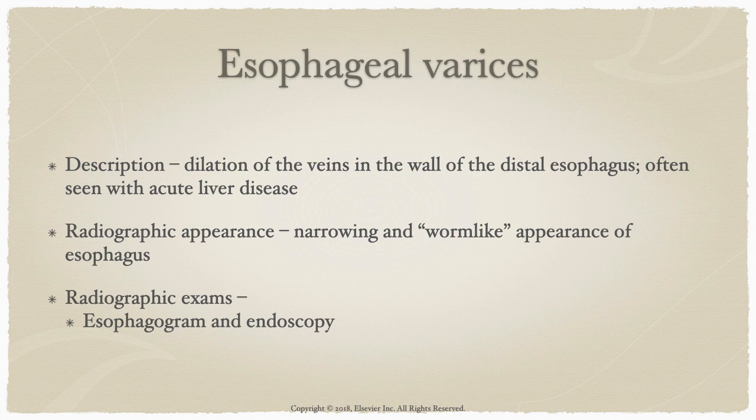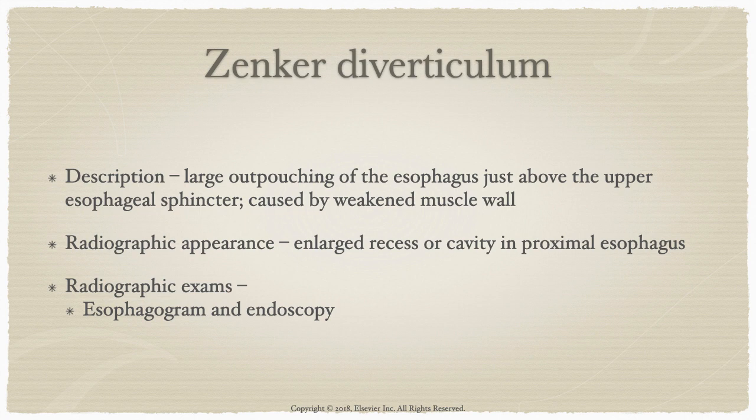Esophageal varices, dilation of the veins in the wall of the distal esophagus, often seen with acute liver disease. Looks like narrowing or worm-like appearance of the esophagus. We'll do an esophagram or endoscopy. Zenker diverticulum, large outpouching in the esophagus just above the upper esophageal sphincter, caused by weakened muscle walls. Enlarged recess or cavity in the proximal esophagus is what this will look like. You use an esophagram or endoscopy to view these.